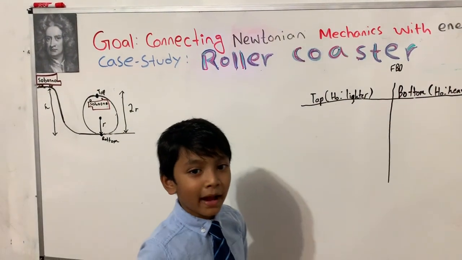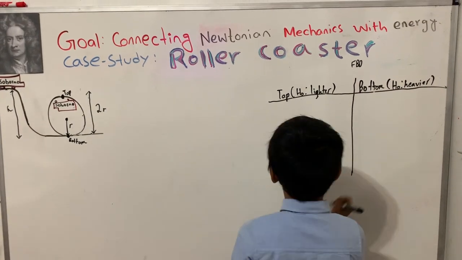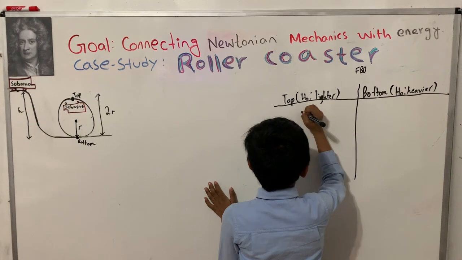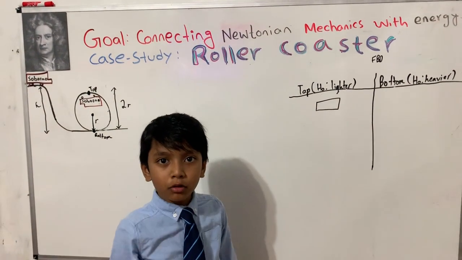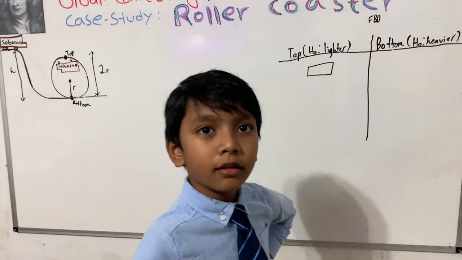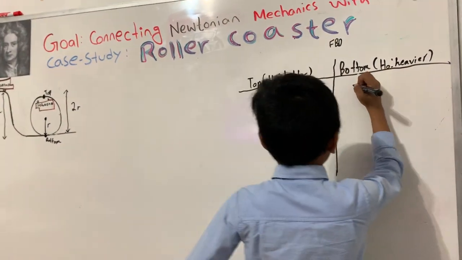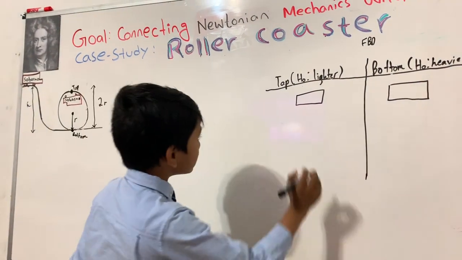Based on the results from my elevator physics thing, the hypothesis is that the top is lighter. Let's draw boxes to represent the roller coaster cars. We don't represent silly wheels here. You're getting closer to art than you are to physics here. Anyway, that's irrelevant, as I said before.